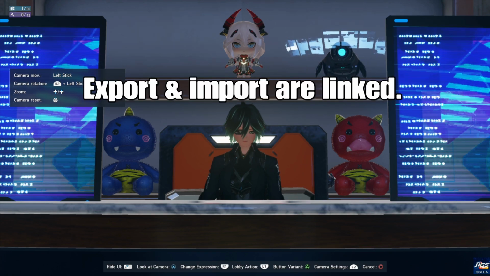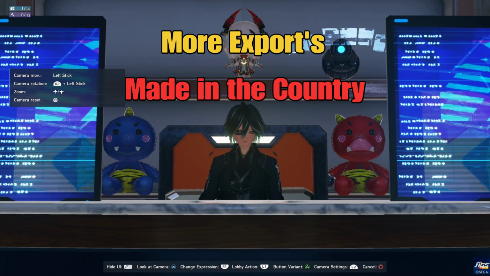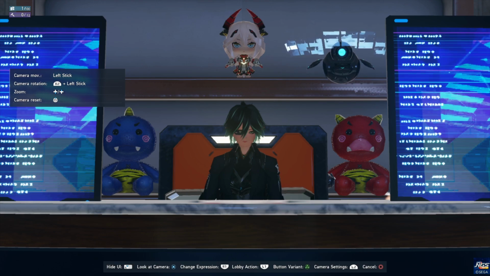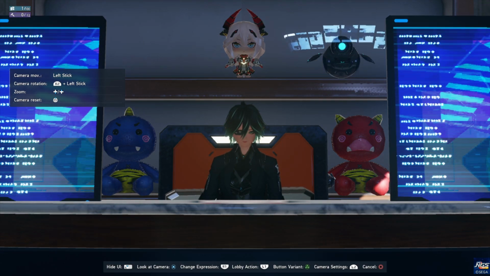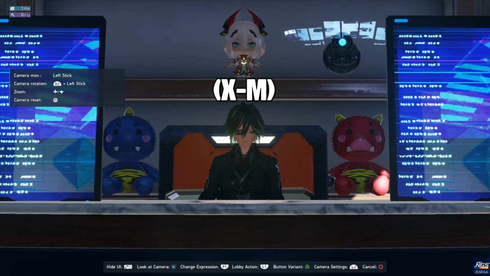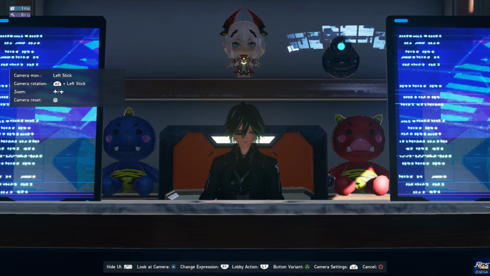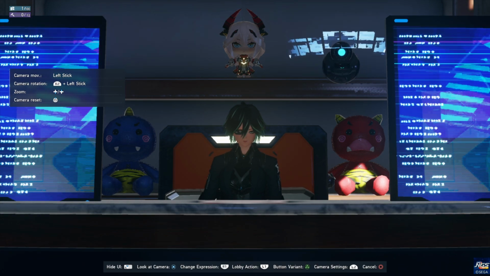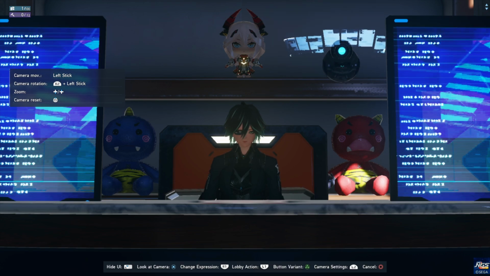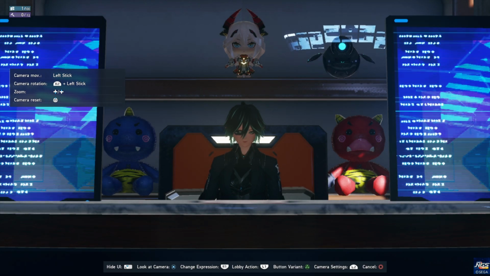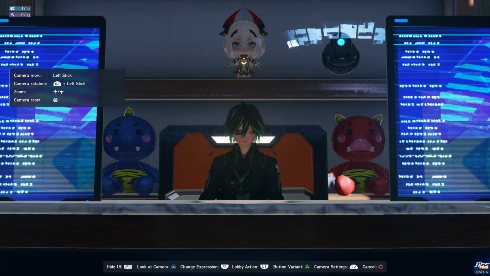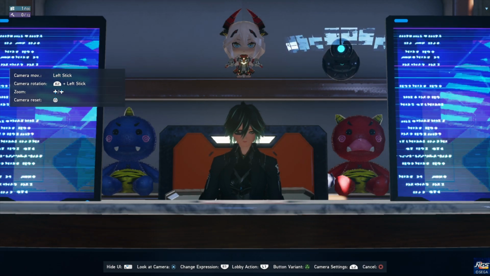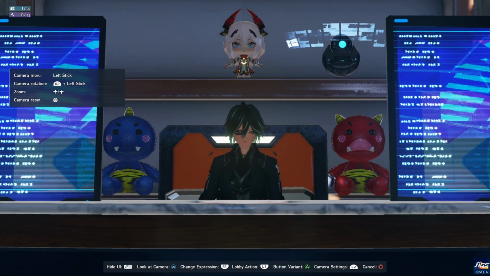Export and import are linked. Export is made in the country, and import is made out of country. So you're going to see an equation, X minus M. The minus is very important. If there's more export than import, that makes the country grow and improves the equality of spending, selling, and trading. That's pretty much a current account surplus. If there is more import than export, it's going to be called a current account deficit. I think I said it right.